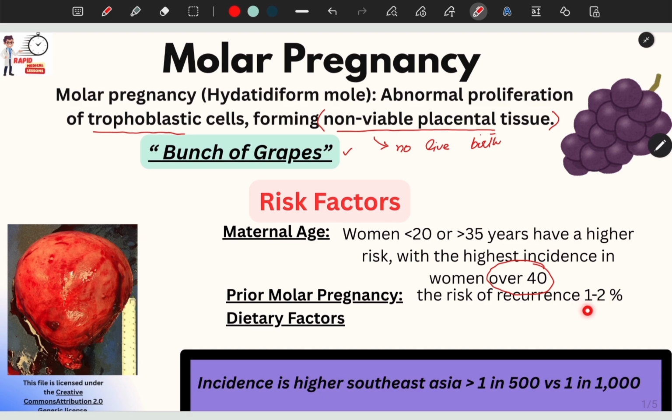Now we are discussing the risk factors. The second risk factor is prior molar pregnancy. If the patient has a history of one molar pregnancy before, it increases the risk of recurrence by 1 to 2%. The third factor is diet. Low intake of carotene or vitamin A may be associated, but the evidence is limited.